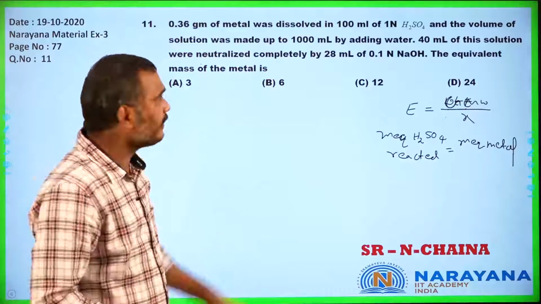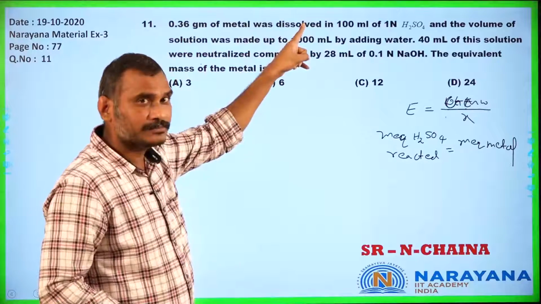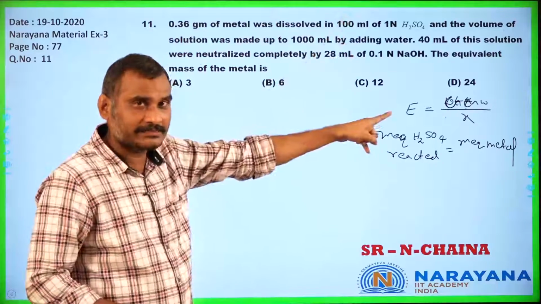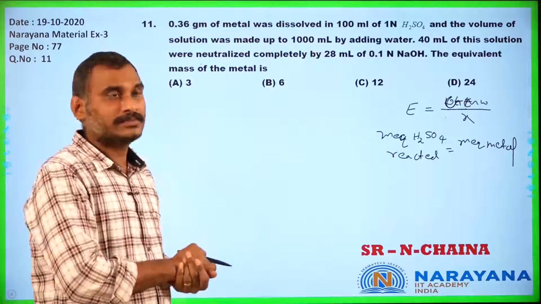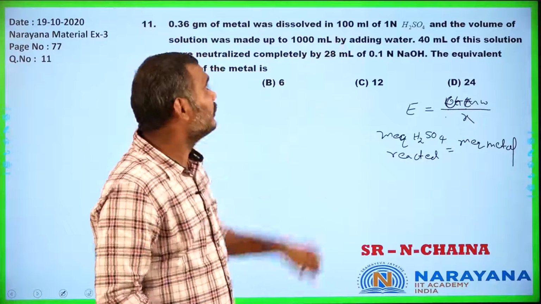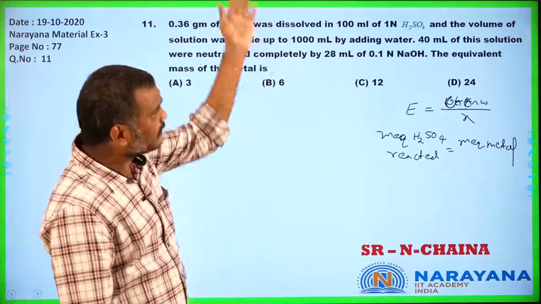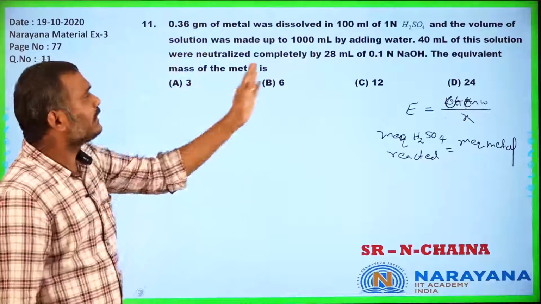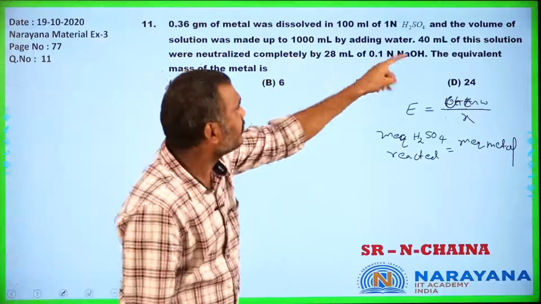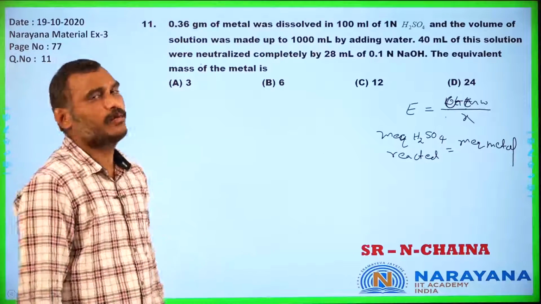And what is the meaning? After adding the metal, some of the acid was reacted. There is a leftover acid. The leftover acid was added up to 1000 ml. After that they neutralized it with 28 ml of 0.1 N NaOH.